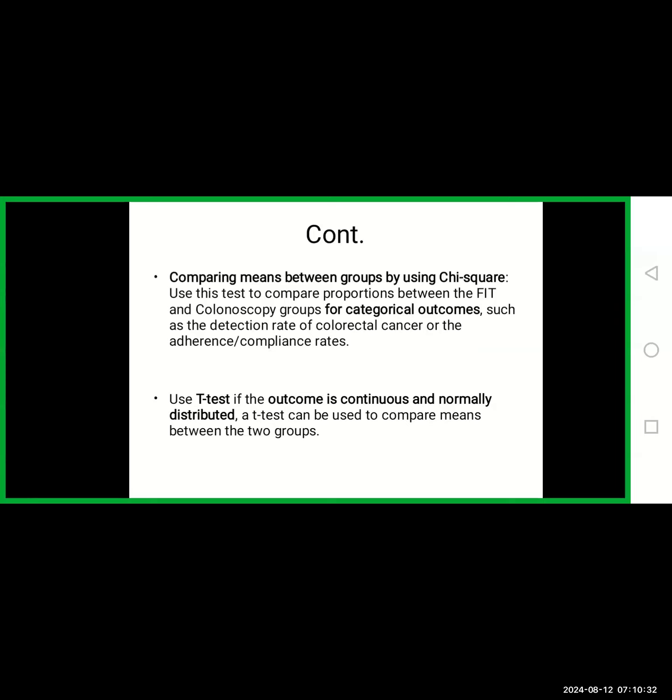Comparing proportions between groups by using chi-square. Use this test to compare proportions between FIT and colonoscopy groups for categorical outcomes such as the detection rate of colorectal cancer or the adherence or compliance rate. Use the t-test if the outcome is continuous and normally distributed. A t-test can be used to compare means between the two groups.